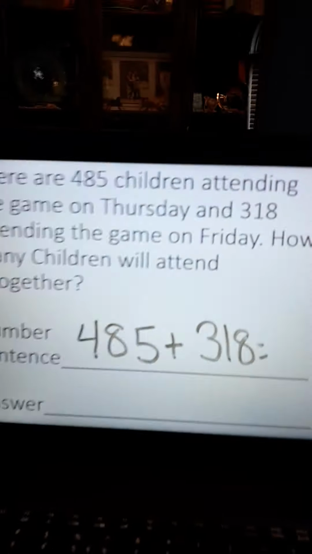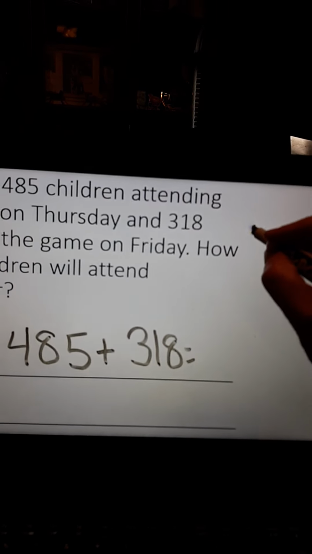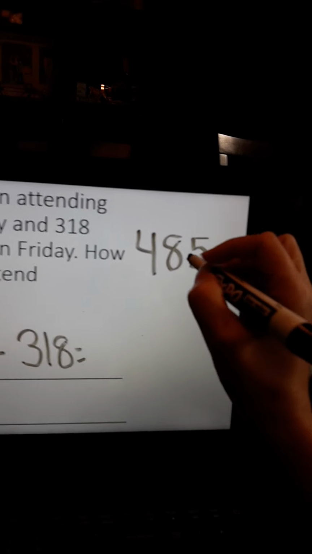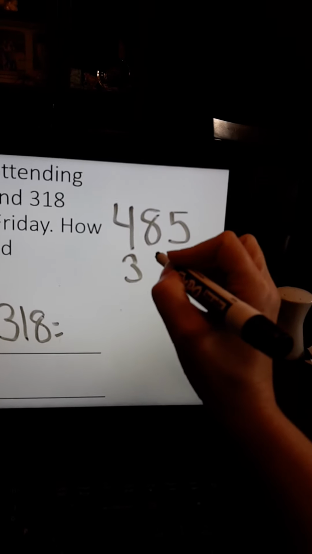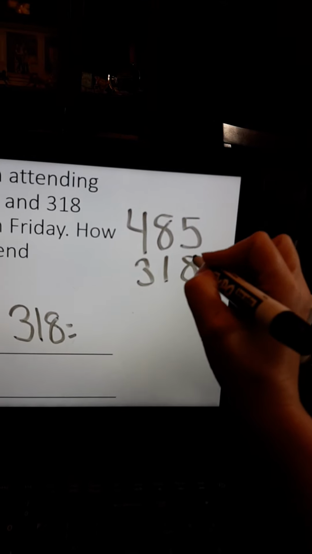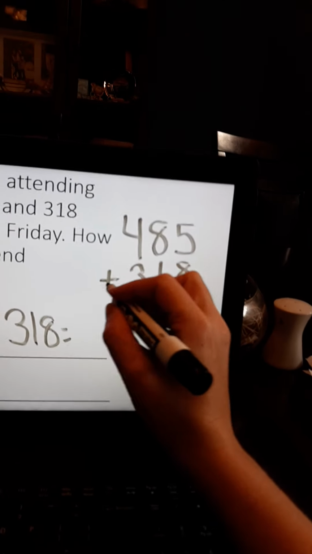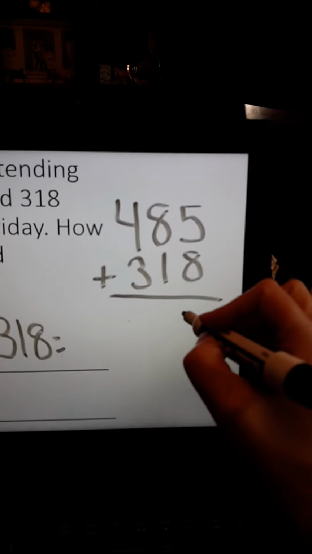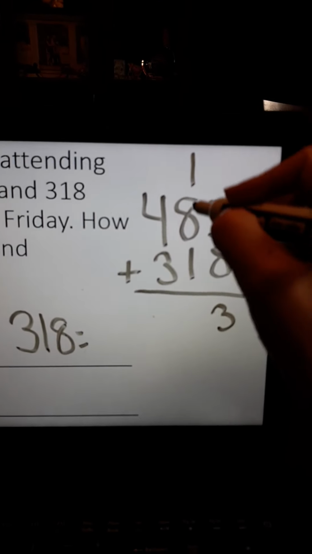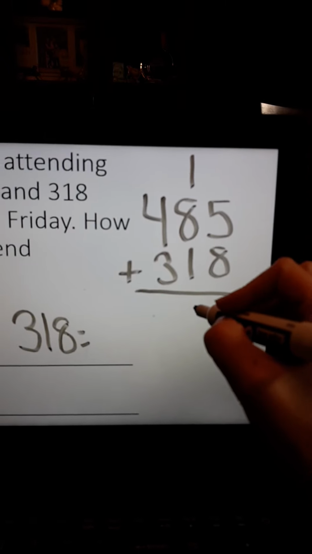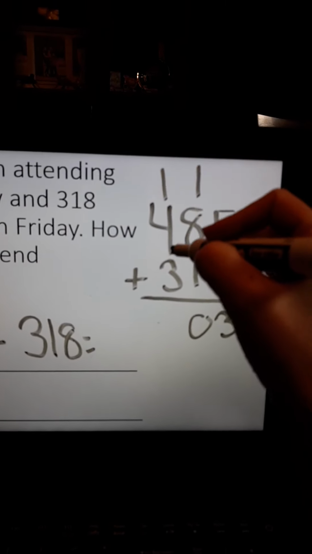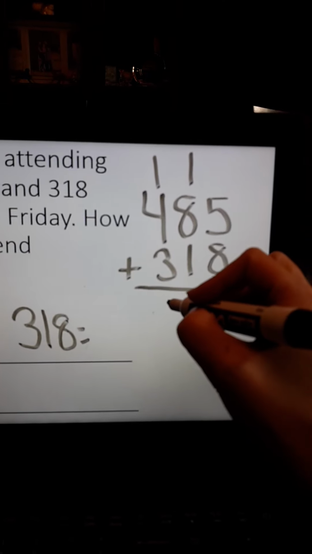All right, so I'm going to stack them over here so that I can add them better. And again, do not write on your parents' laptop or computer screen. All right, adding my ones place first. 5 plus 8 is 13. Put down my 3, carry my 1. 8, 9, 10. Put down my 0, carry my 1. 4, 5, 6, 7, 8.